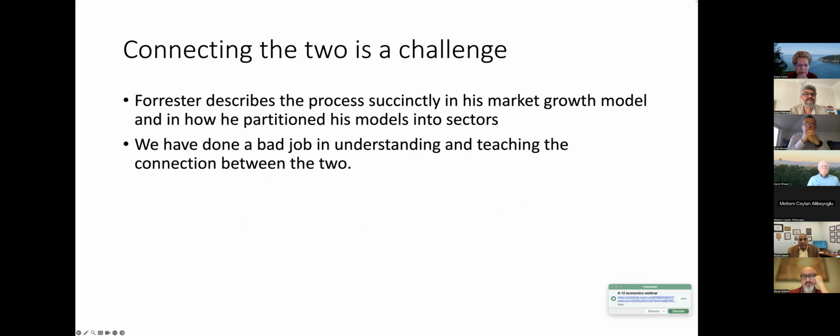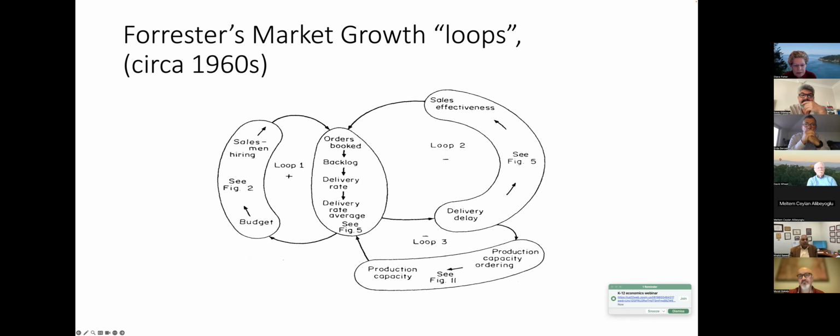And as far as the system dynamicists are concerned, I think we also have not done a good job connecting the two. Now, in fact, many years ago, about 70 years ago, Forrester did show us how to connect the two. And this diagram is taken from Forrester's market growth paper. And he called this loops.